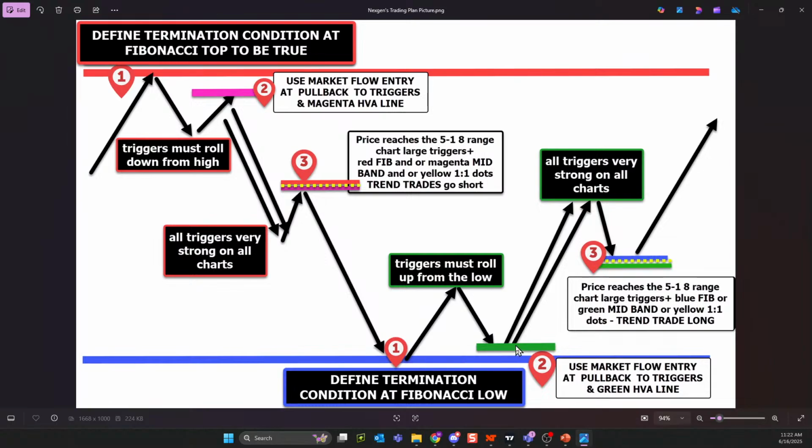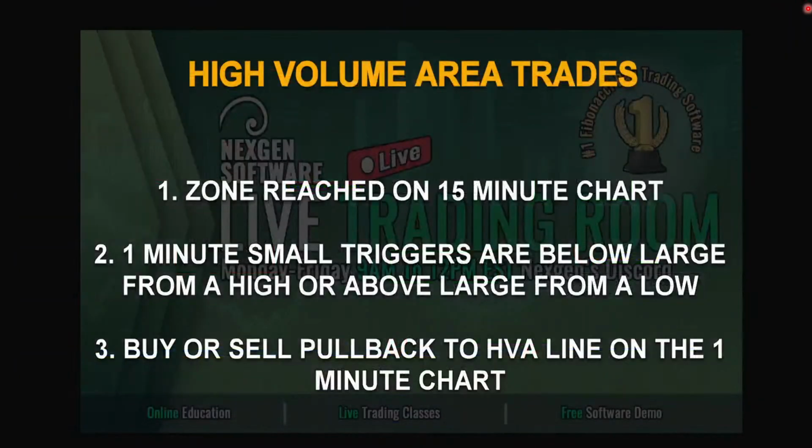There's an opportunity to get in closer to that fib, and you'll see it through these high volume area lines. What we're going to do is let the market reach one of those zones on a large chart. We're going to let it reach support or resistance, yellow one-to-ones, or divergence lines. And when price reaches these areas, you're going to go to your small chart, the 1 minute chart.